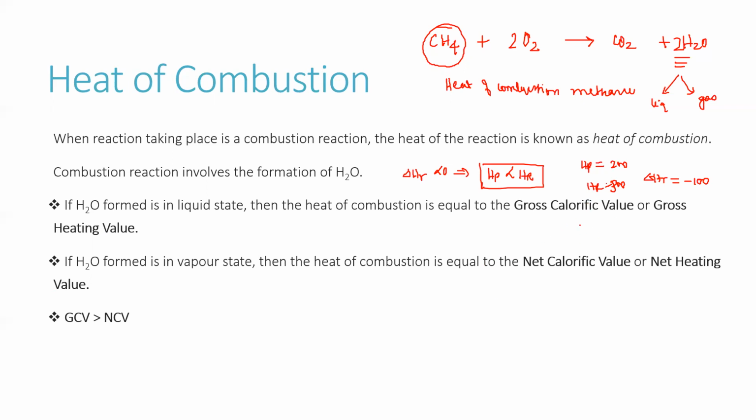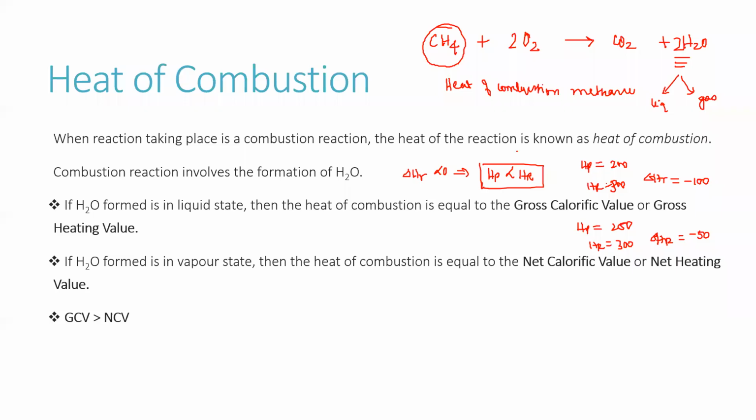But at the same time, if we take HP equal to 250 and HR same as 300, then in that case, delta HR is equal to minus 50. So the greater is the value of HP, the lesser is going to be the magnitude of the heat of the reaction, right? That means if HP is high, then less amount of heat is going to be released.